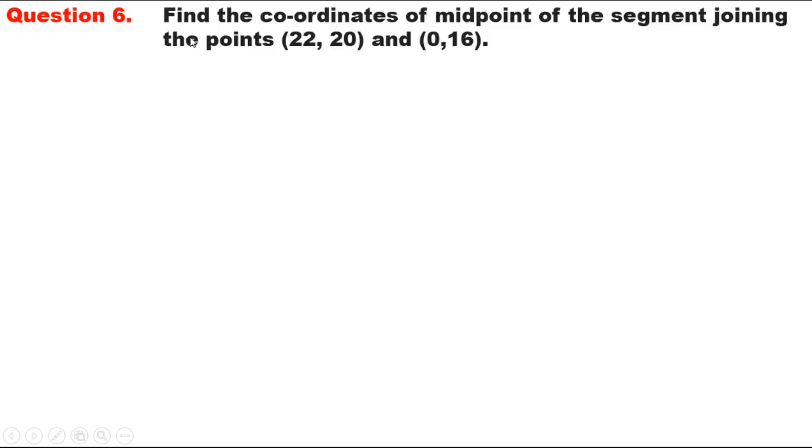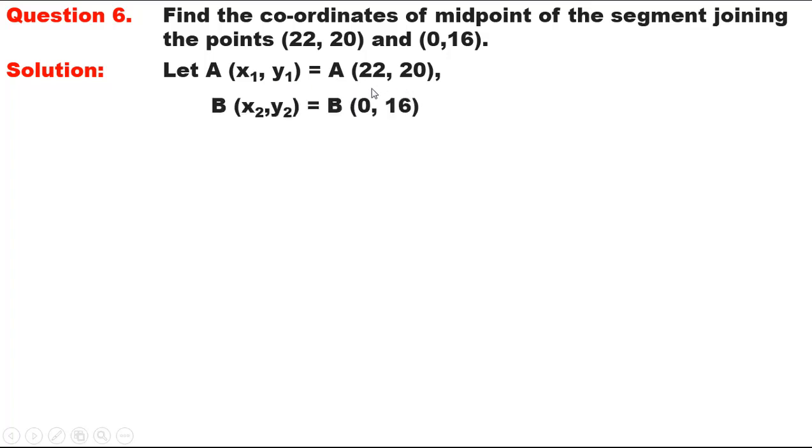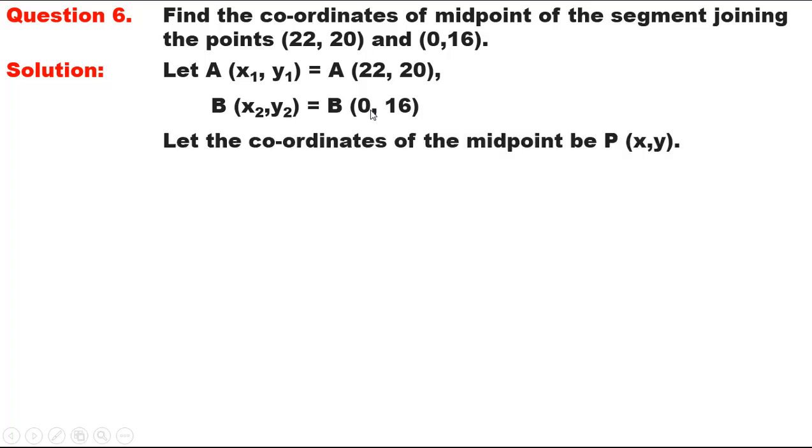Question 6. Find the coordinates of the midpoint of the segment joining the points (22, 20) and (0, 16). Solution: Let A = (x1, y1) = (22, 20). Let B = (x2, y2), the coordinates of B are (0, 16). Let the coordinates of the midpoint P be (x, y).